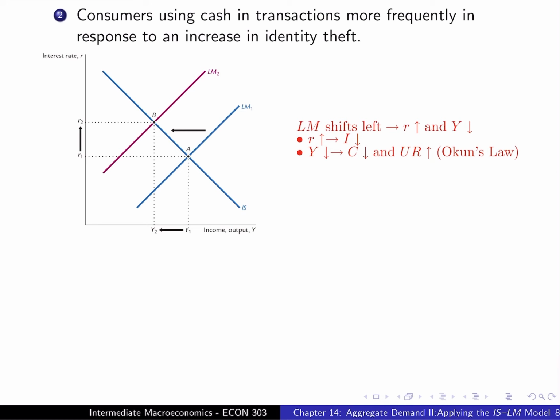Scenario 2. Increase in money demand. Consumers begin using cash more frequently in response to rising identity theft. This increases the demand for money at every level of income. As a result, the LM curve shifts left. The new equilibrium shows a higher interest rate R and lower output Y. A higher R reduces investment, and a lower Y reduces consumption and raises the unemployment rate by Okun's law.